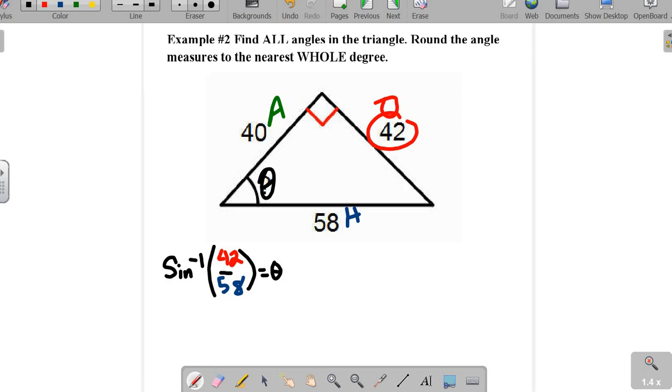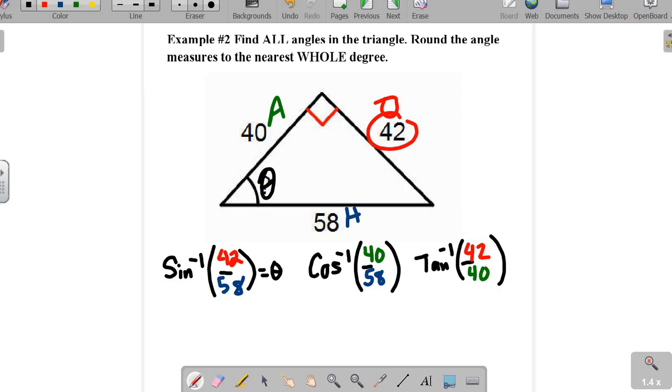Or cosine is CAH. That is inverse cosine, parentheses. Our adjacent is 40. Our hypo is 58. And then we have TOA, like you're in pain. That's inverse tangent, parentheses, opposite 42 over adjacent 40.